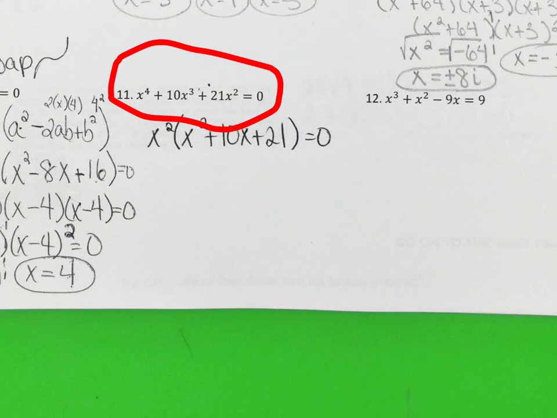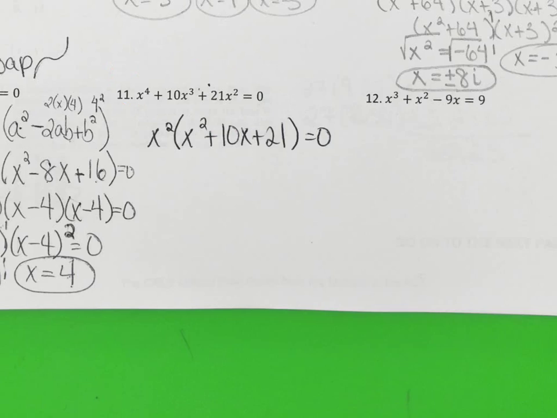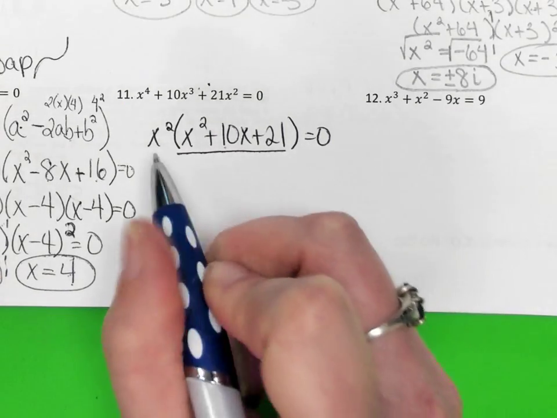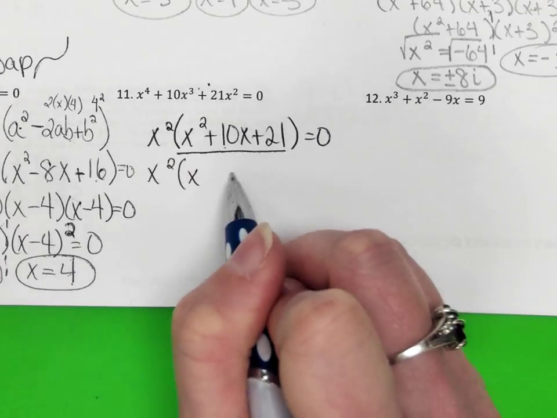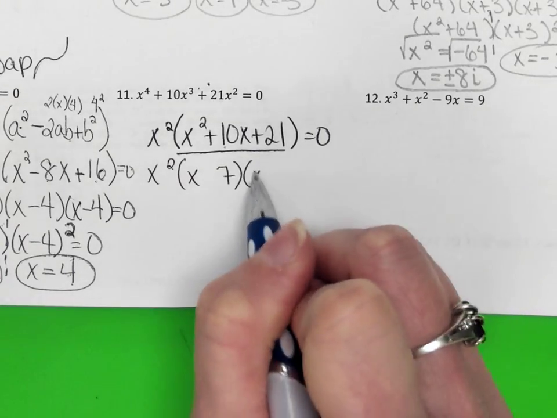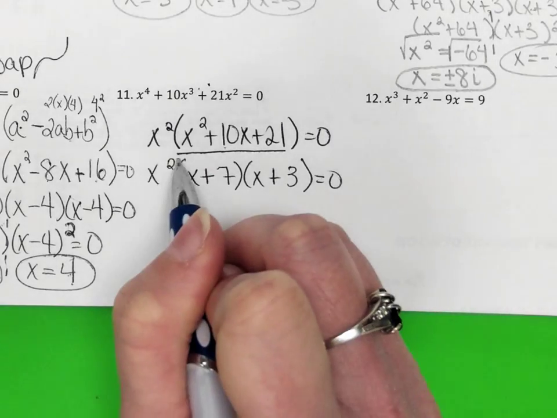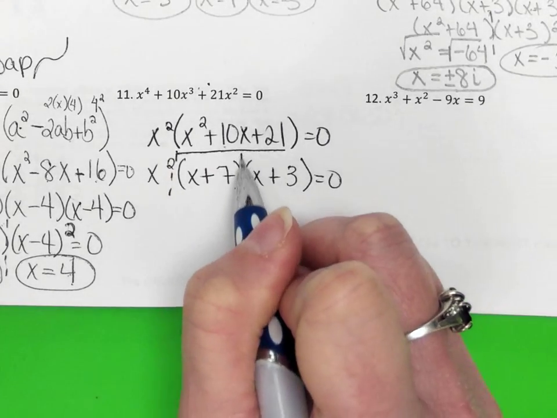Factor. Factor what? The x squared plus 10x. And that means I need factors of 21 that add or subtract to be 10. What are the factors of 21 that add or subtract to be 10? 3 and 7. 7 and 3. What kind of signs? Positive. There you go. So now I can split all three of them.